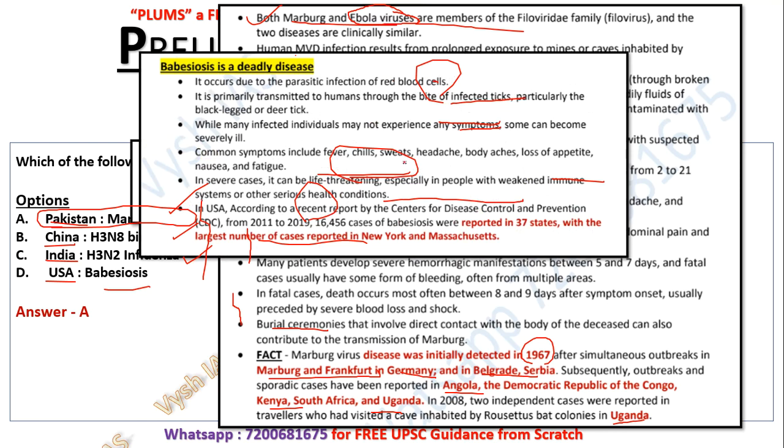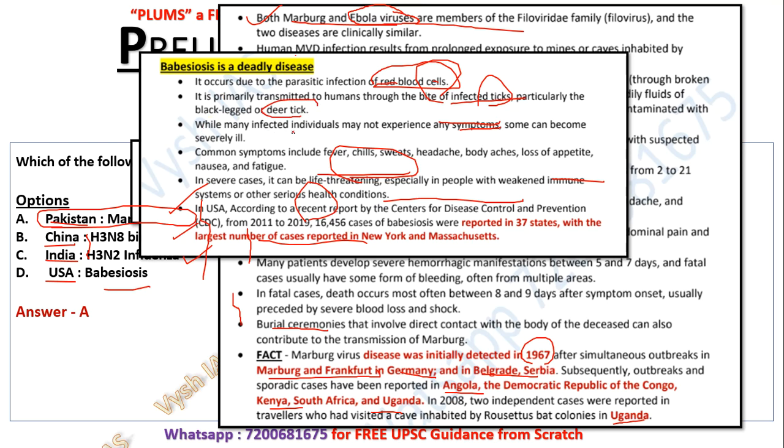The other disease, the last one which you saw in the USA, because the other two I am not explaining since they are the bird flu and that common cold kind of flu. But the last one is a deadly disease. It occurs due to a parasitic infection of red blood cells, so UPSC can ask about that also. It is primarily transmitted to humans through the bite of infected ticks, particularly the black-legged or deer tick.